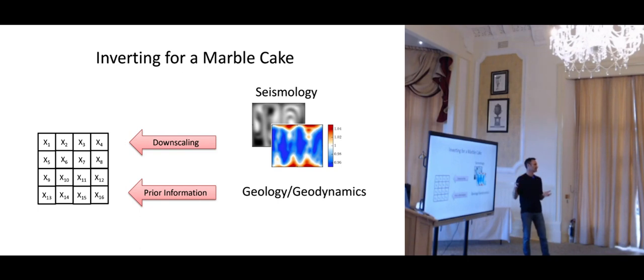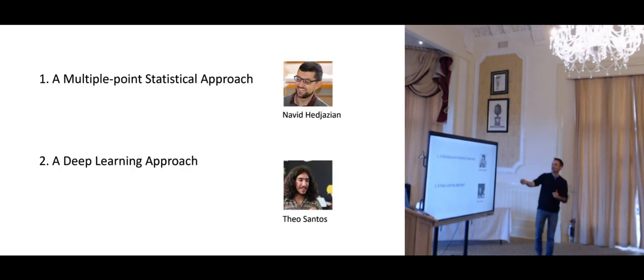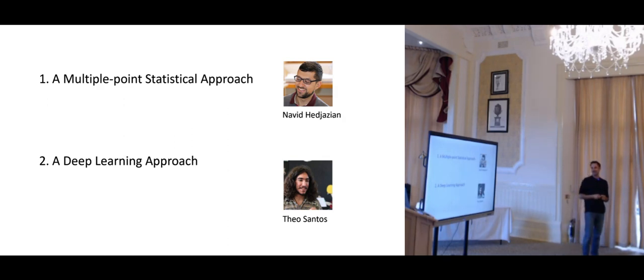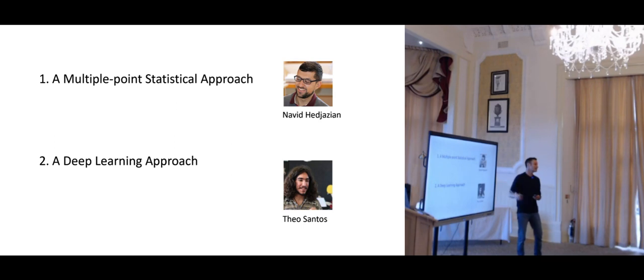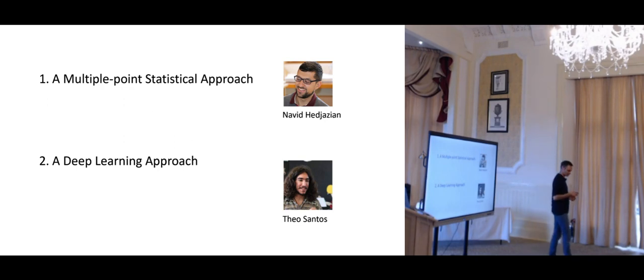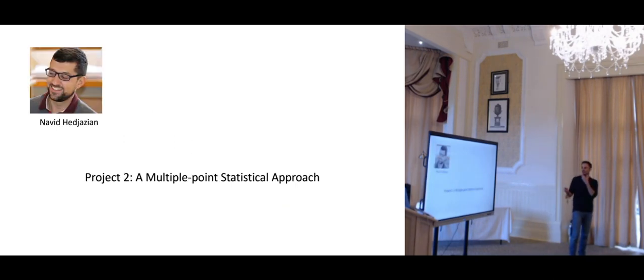So there are still ideas and preliminary results. There are no data or anything. And so those have been the projects of Navid Ejazian and Theo Santos. Theo is here. And the two approaches we've tried are from two very different fields. The first one is going to be a multi-point statistical approach, and the second one is a deep learning approach. So let's start with the first one.